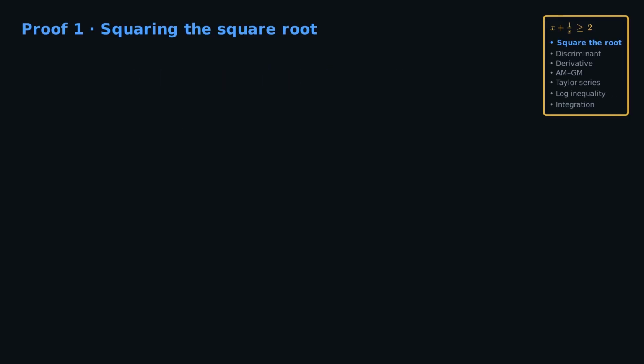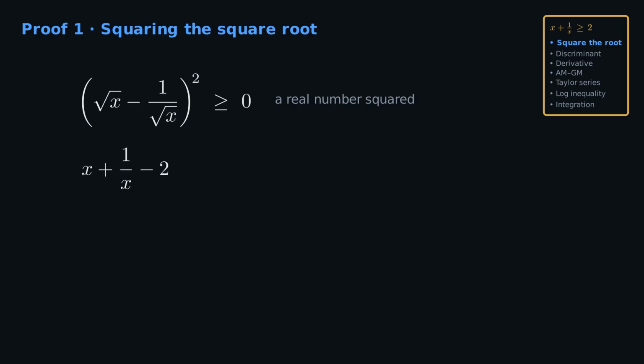Proof 1, squaring the square root. Think of the quantity square root of x minus 1 over square root of x, squared. Since this is the square of a real number, it must be greater than or equal to 0. This quantity squared is x plus 1 over x minus 2, which is also greater than or equal to 0. Adding 2 to both sides gives x plus 1 over x is greater than or equal to 2.